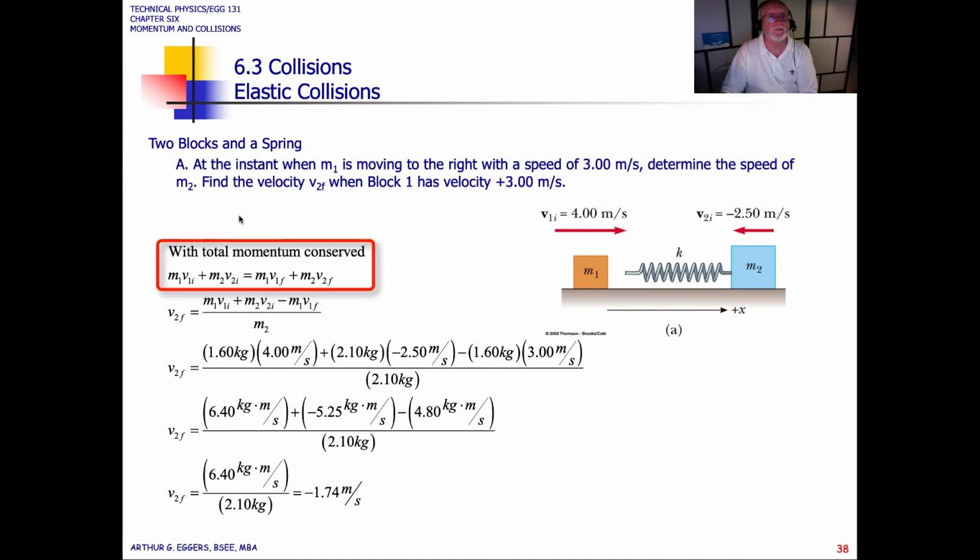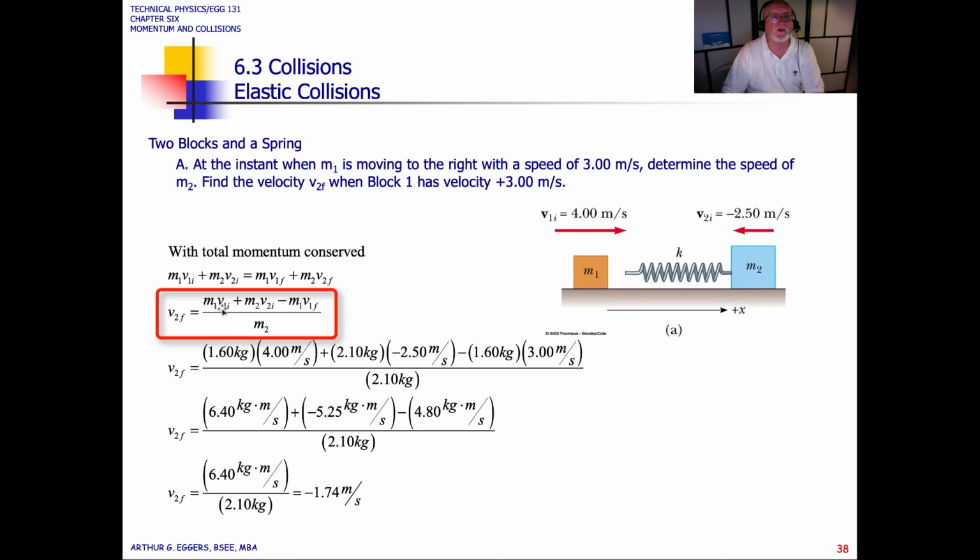So there's our diagram. We're going to look at this in terms of total momentum being conserved. So we start with our conservation of momentum relationship. You should be used to seeing that by now. Mass 1, velocity 1 initial, plus mass 2, velocity 2 initial, and the same thing on the other side for the final values. So since we're solving for velocity 2 final, that's this term over here, we're going to move everything except m2 v2 to the other side of the relationship, and then we're going to factor m2 out, and that's what we have here.